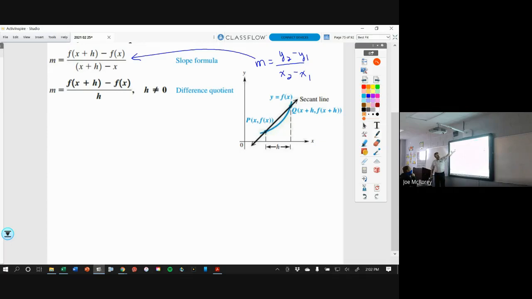Look at that denominator: x plus h minus x. What just happened there? x minus x is gone. So all I have left in the bottom now is h. That makes sense? Now it says here that h can't be 0. Well, duh, you can't divide by 0.